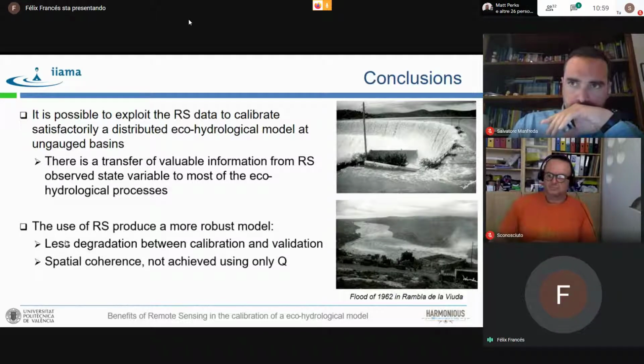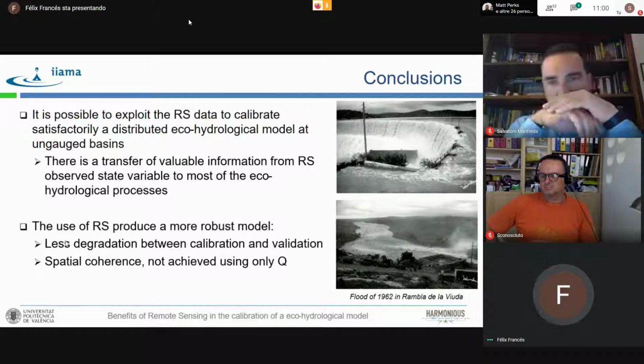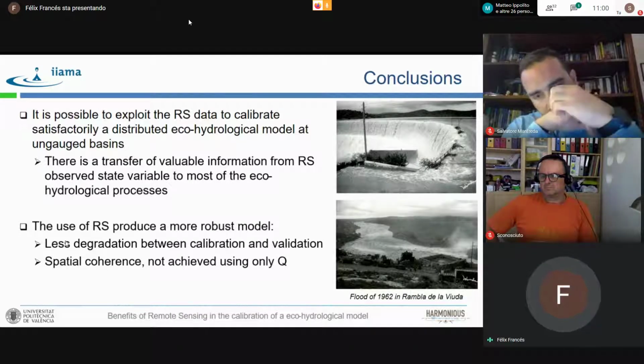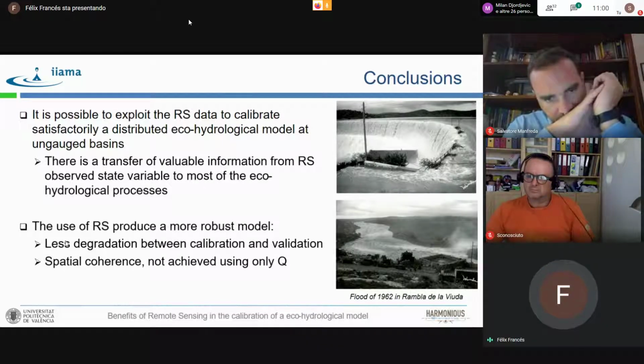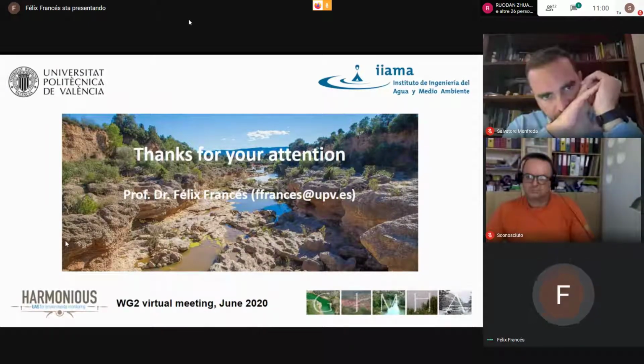And which is for me more important, or as important as the previous conclusion, the use of remote sensing produces a more robust model with less degradation between calibration and validation and with a spatial coherence not achieved using only the discharge at the outlet of the catchment. And that's all. Thank you for your attention.